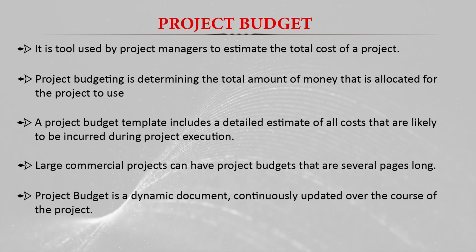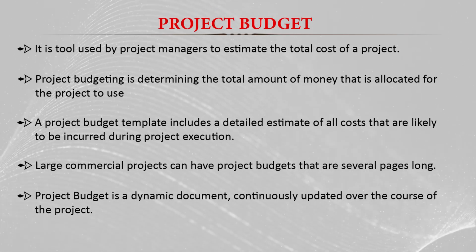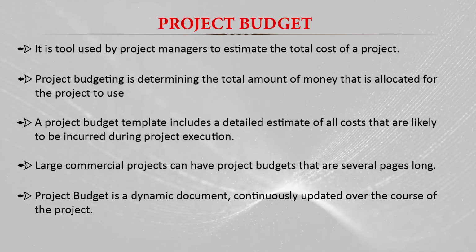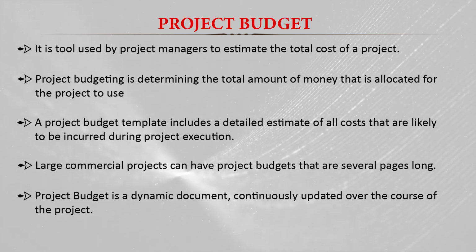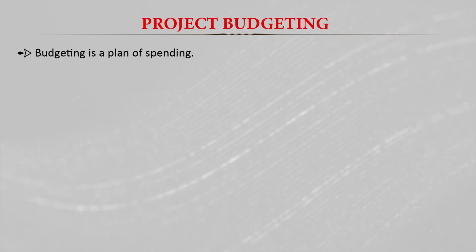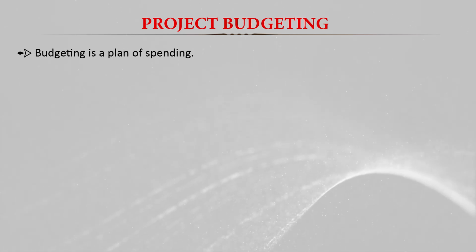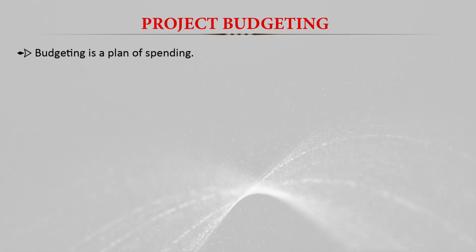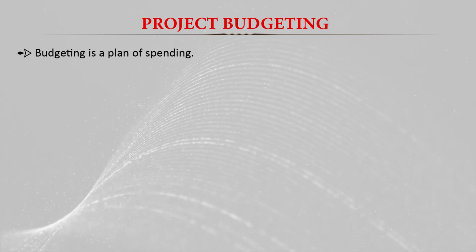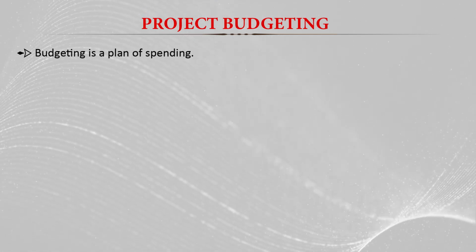So they are basically dynamic tools or dynamic documents, continuously updated over the course of the project, and this phase goes on continuously, and we can update the information based on the actual conditions. And project budgeting is sometimes called the project planning, or the budgeting plan. So budgeting is a plan of spending: how we will be spending, and how the money will be made available for the project activities. So it is basically a plan of spending.